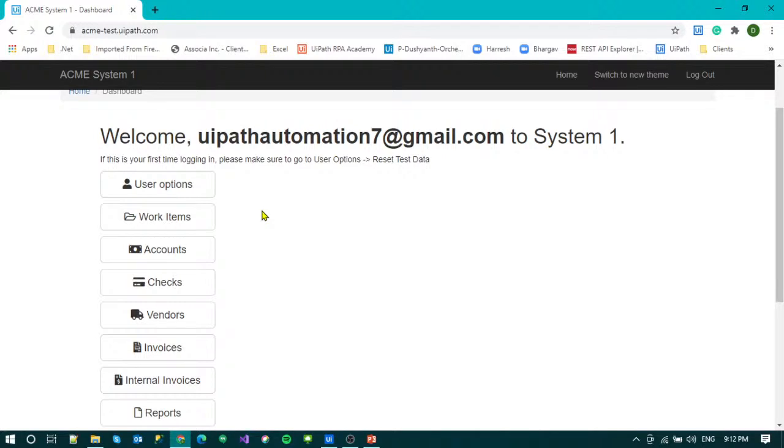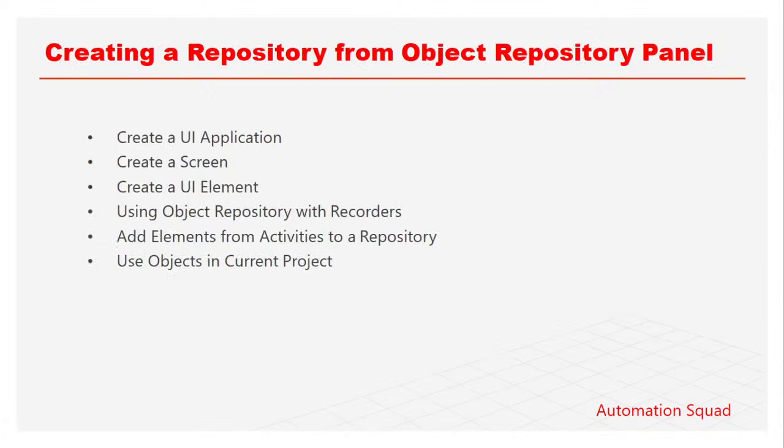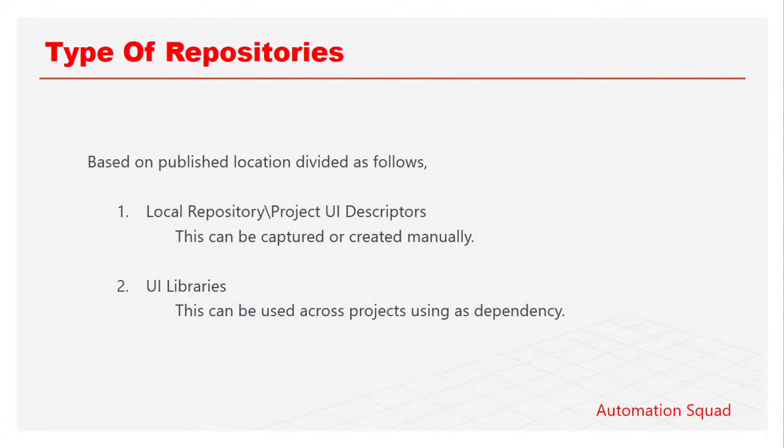We can easily solve this problem with the object repository, where we can change it in the UI library and publish it as a new version. We can reuse that version across all the projects wherever we used it. So the local repository is for local purposes, and libraries are for use across all projects.